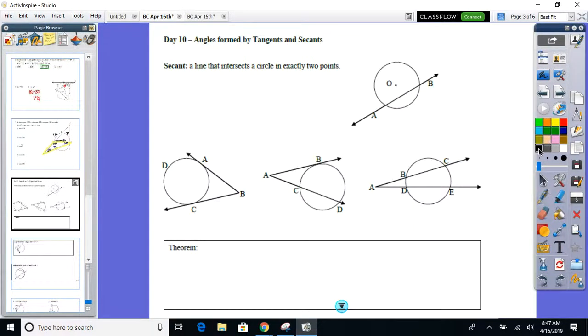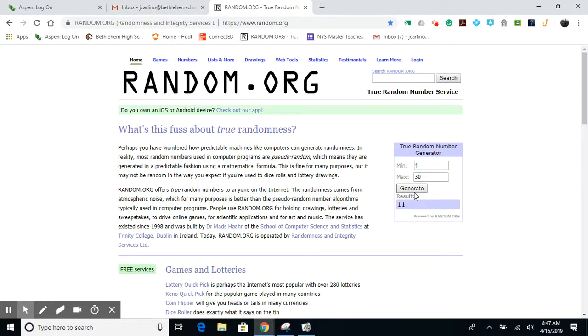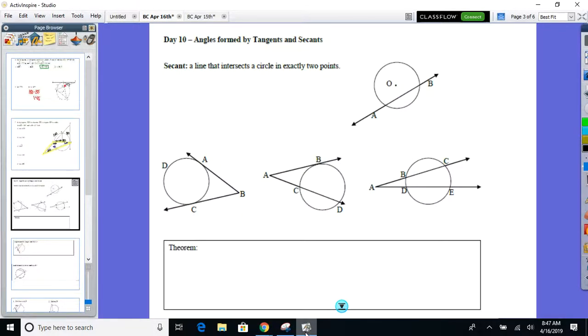Up on your paper right now, you have 3 different diagrams, all of which have an angle outside the circle. First thing I need people to tell me is, how is that angle formed? Tangents, secants, chords, whatever it is. So how is angle B formed right here? By 2 what? It's formed by 2 tangents. So this is an angle formed by 2 tangents on the outside.